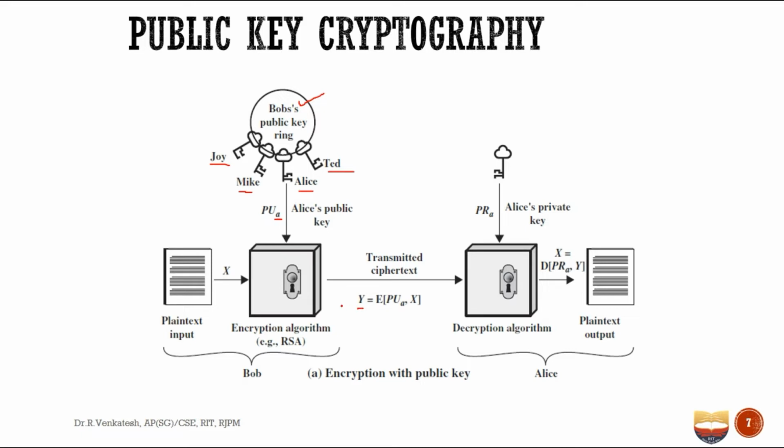The ciphertext is transmitted to the decryption algorithm. At the opposite side, we have a decryption algorithm, which takes two inputs. One is the private key, PRA, where PR is private and A is Alice, so it is Alice's private key. The other input is the ciphertext. By using this private key and the ciphertext, the decryption algorithm will decrypt the plaintext. So this is the public key cryptosystem, encryption with public key.